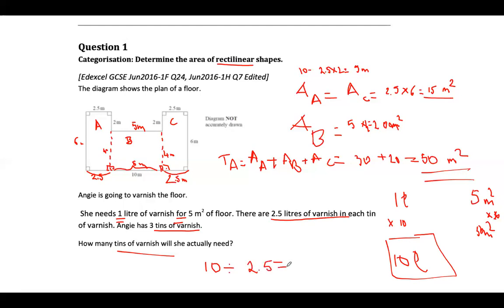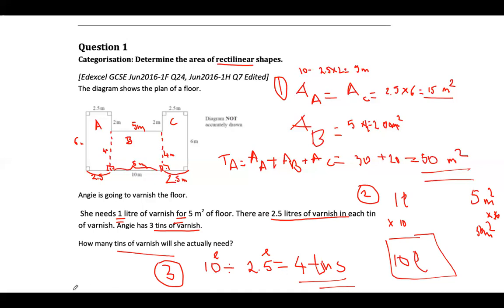The answer is going to be 10 liters divided by 2.5 liters, because there's 2.5 liters in 1 tin. So the answer is going to be 4 tins. All right. This is the final answer, 4 tins. So what we did first, step 1, we found out the total surface area. Step 2, we found out how many liters of varnish Angie needs. And step 3, we found out how many tins of varnish she actually needs.